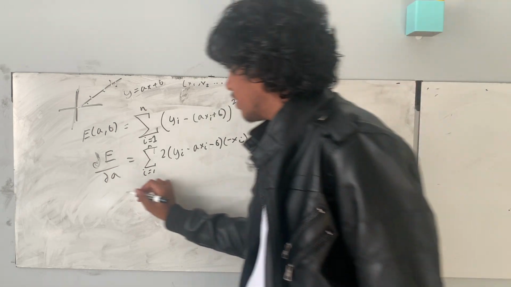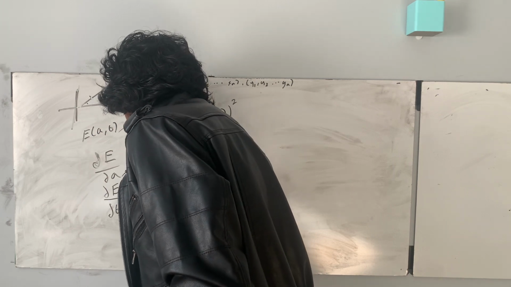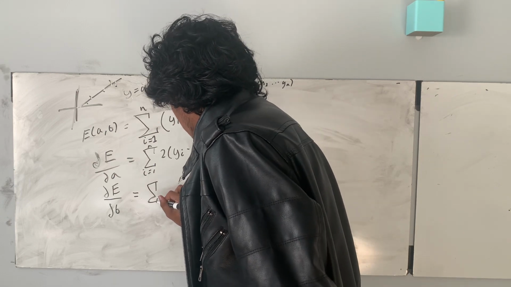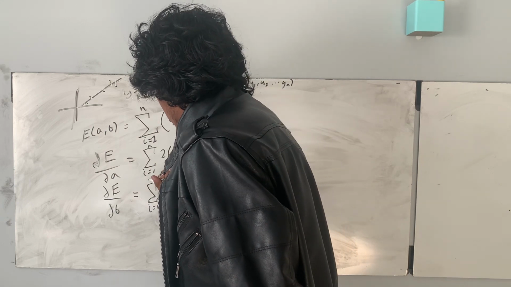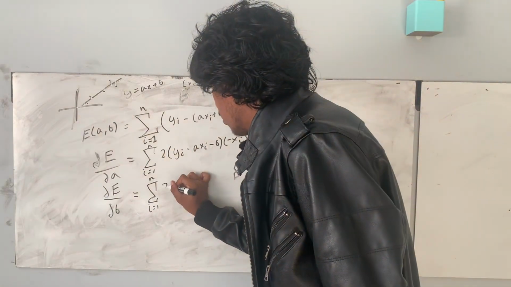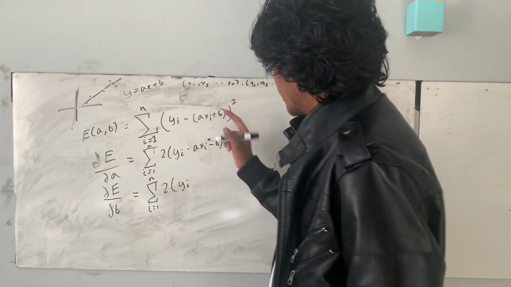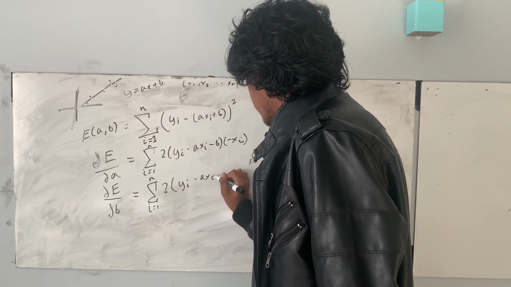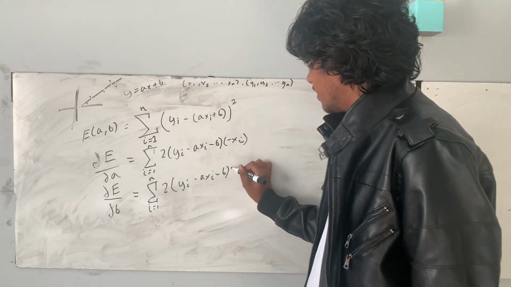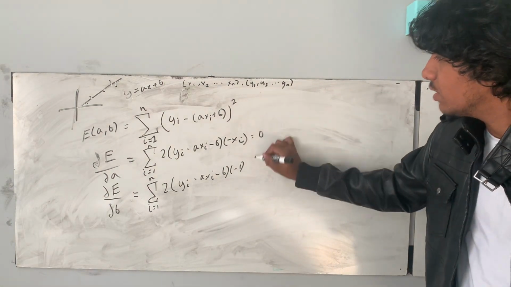Now partial e with respect to partial b is going to equal the same thing. We're going to have a sum again, i equals 1 to n. Another chain rule, so there's going to be a 2. Same thing, we're going to copy it down. We're basically distributing the negative, so minus axi minus b, and in chain rule there's a negative here, so times negative 1. So now we want to make sure they're both equal to 0.